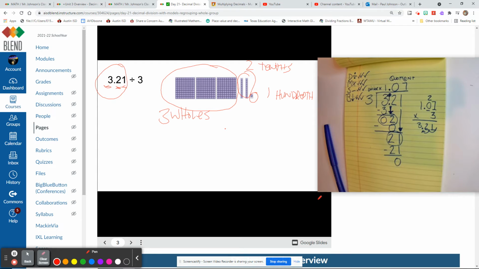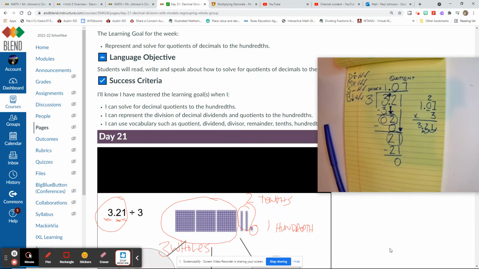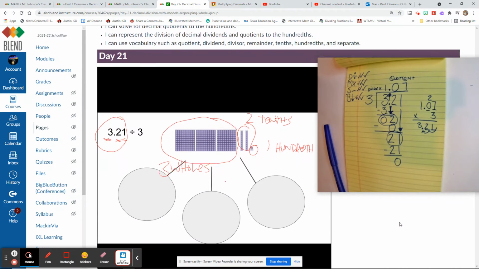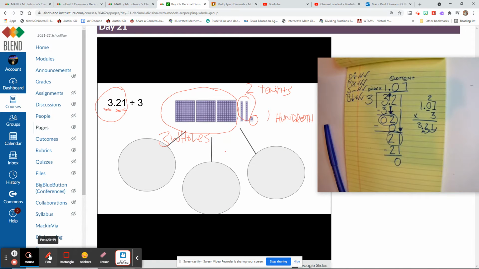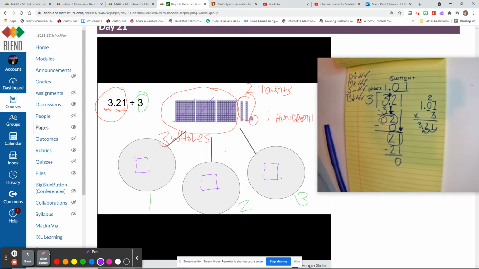All right, and then they go ahead and draw our separation right there. We are separating 3 and 21 hundredths into 3 groups. 1, 2, 3 groups. All right. So as you can probably imagine, we could take one whole and put it in each group. No problem. Now the only problem we have is we only have 2 tenths and we have 3 groups, so we can't put a tenth in each group.